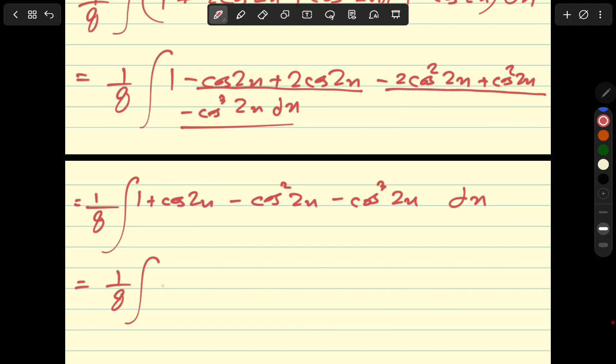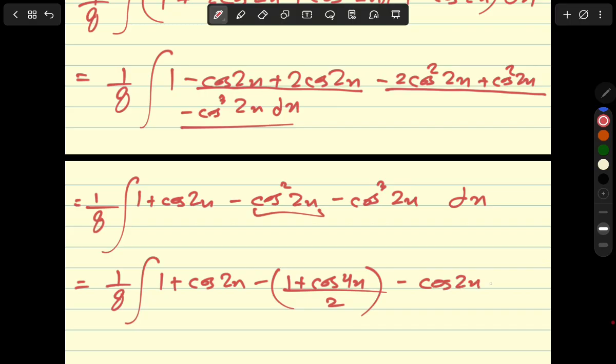So 1/8 1 plus cosine of 2x. Now cos squared 2x becomes minus 1 plus cos 4x over 2, and cos to the power of 3 2x. Now this is an odd power, right? So you are going to convert it. This becomes cos 2x times cos squared 2x. And then finally there's a dx, and you are going to deal with it in the same manner, right? This is quite complicated, quite lengthy, but this is how you're going to do it.